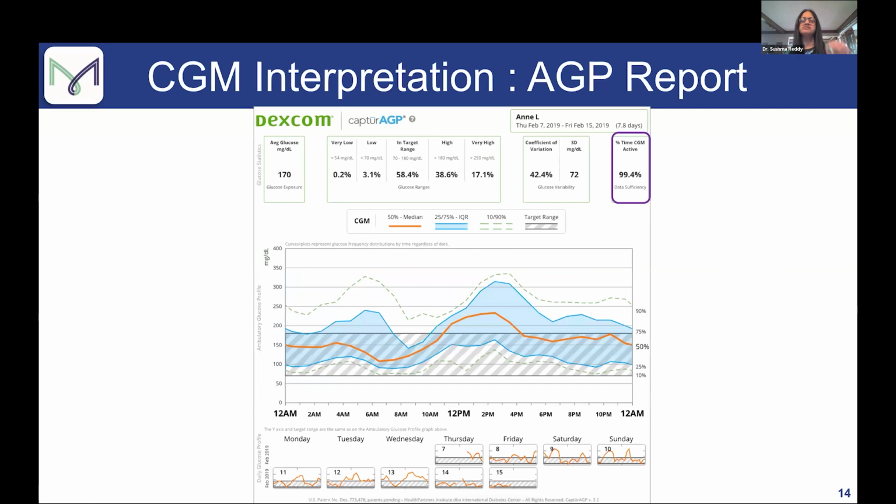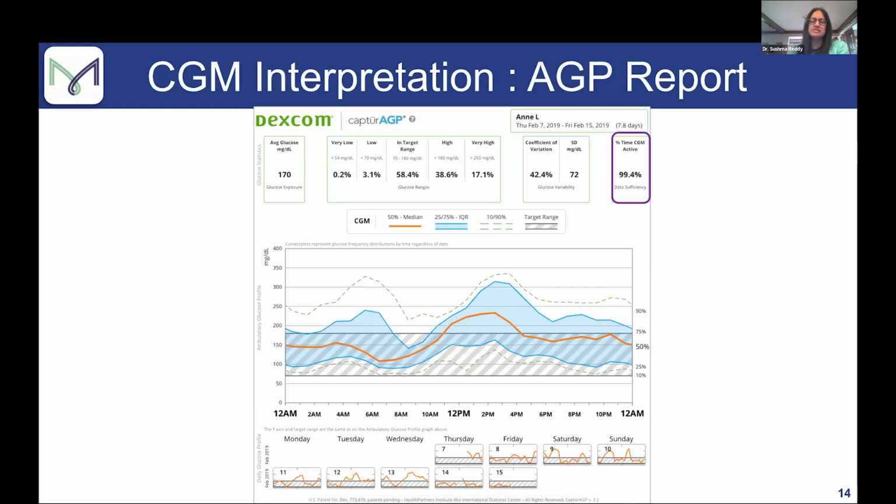When we look at this report, we have an AGP. The reason it's called AGP is ambulatory glucose profile, but also because endocrinologists like mnemonics, just like we have EKG, we like to have something too. So we call it an AGP. When you look at it, I'm going to show you how we interpret it both ways. First, how you as a clinician look at it, and second, how you explain it to a patient.